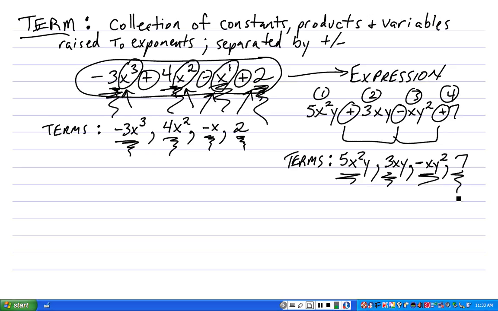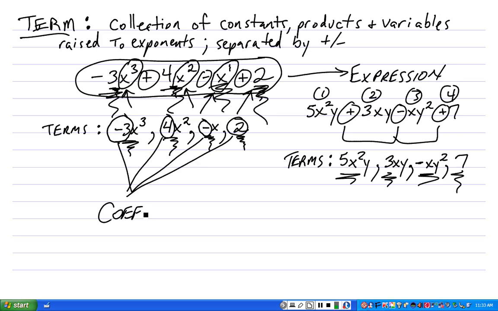Now, when we're looking at terms, it's important that we understand what a term is made of. Going back to our first example, this negative 3 that's in front of the x, this positive 4, the negative which is like saying a negative 1, and this positive 2, these are all considered coefficients. Coefficients are, for lack of a technical way to put it, the big numbers in front of the variable. What the variable is being multiplied by. And that includes constants.